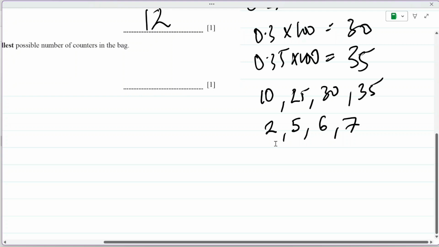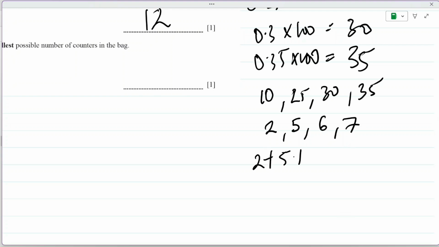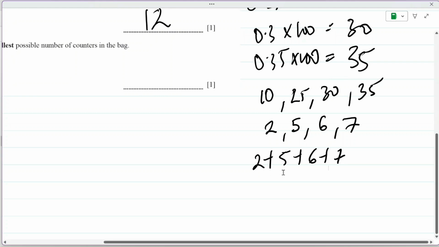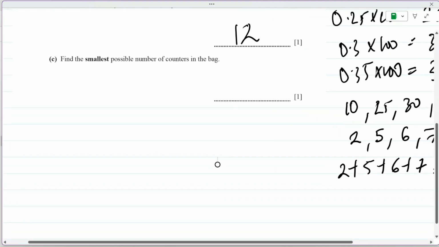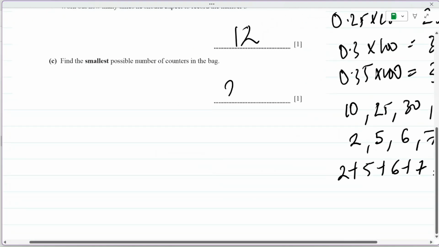The least number of counter 1 we can have is 2. The least number of counter 2 we can have is 5. The least number of counter 3 is 6. And the least number of counter 4 is 7. We add them together. That's 2 plus 5 plus 6 plus 7. 2 plus 5 is 7. 7 plus 6 is 13. 13 plus 7 is 20. So the smallest possible number of counters we can have in the bag is 20.